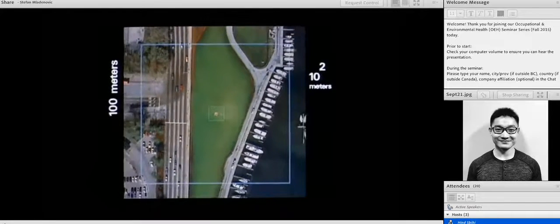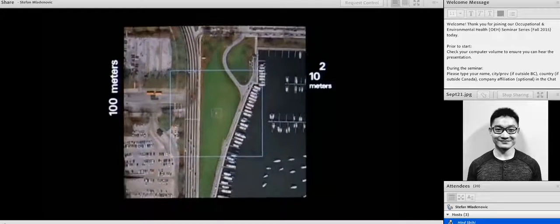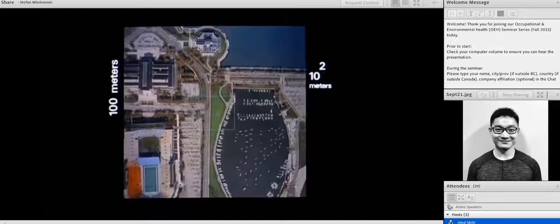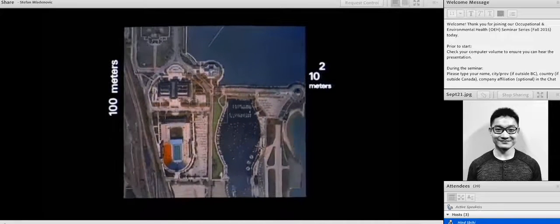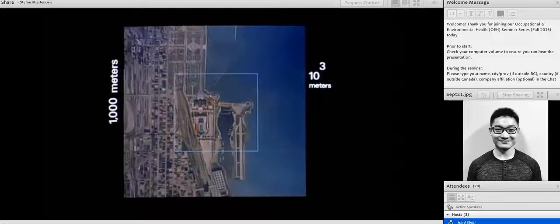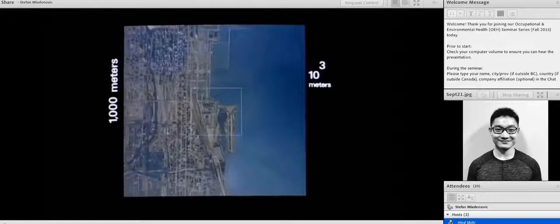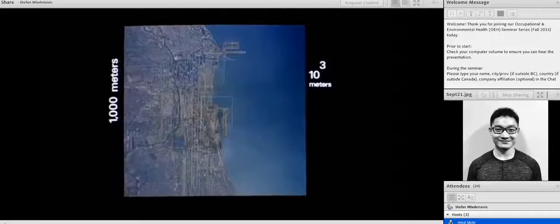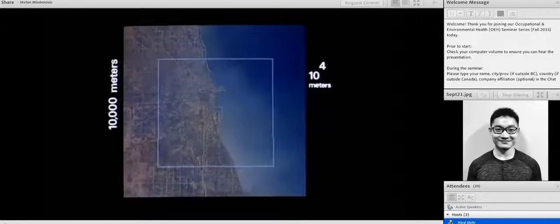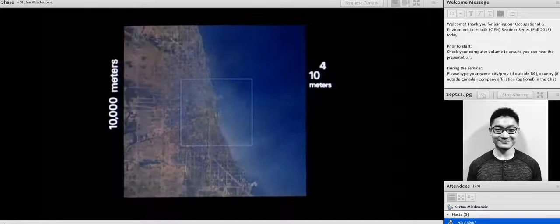100 meters wide. The distance a man can run in 10 seconds. Cars crowd the highway. Powerboats lie at their docks. The colorful bleachers are Soldier Field. This square is 1 kilometer wide, 1,000 meters. The distance a racing car can travel in 10 seconds. We see the great city on the lake shore. 10 to the 4th meters, 10 kilometers. The distance a supersonic airplane can travel in 10 seconds.